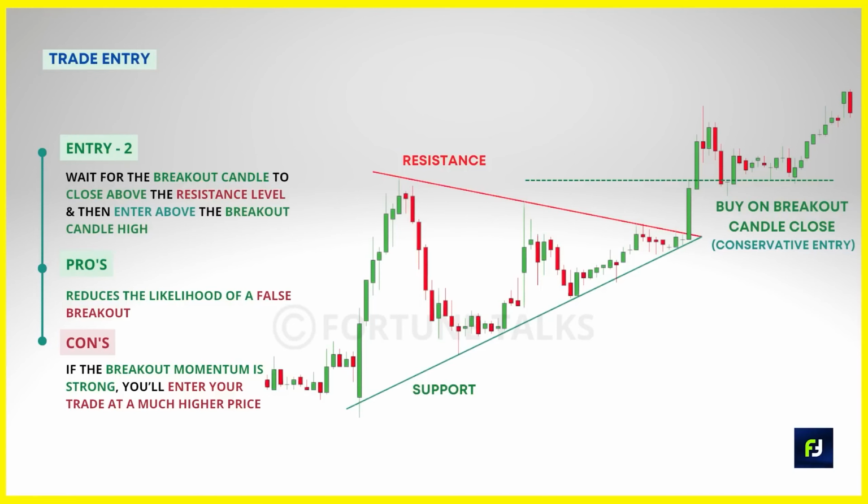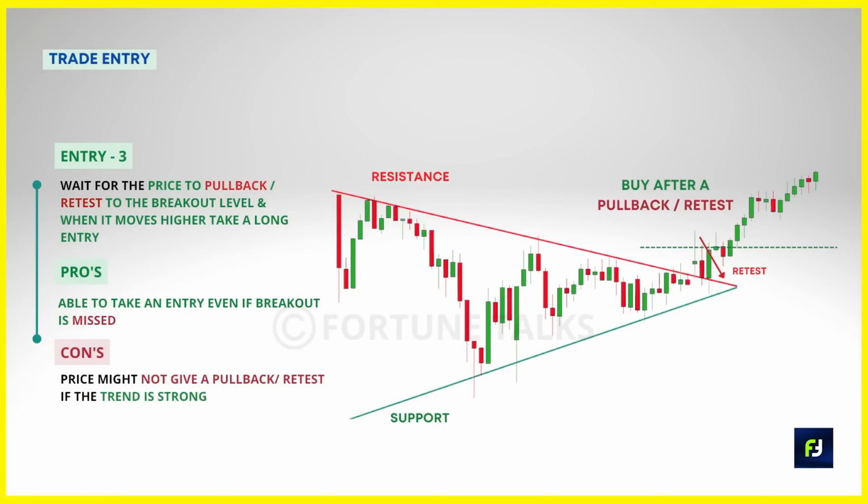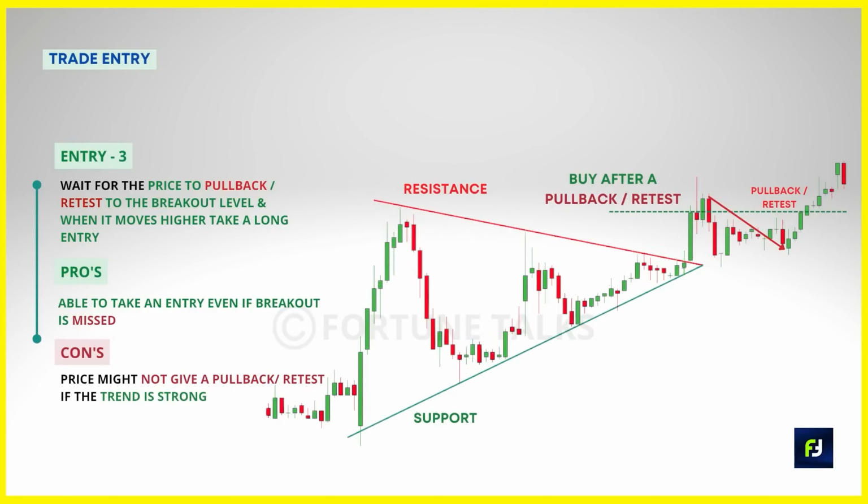Now, if you have missed both these entries, then you can even enter the market as the price pulls back or retests the resistance line of the pattern. This method can help you enter a trade even if you miss the breakout move. In this method, we have to wait for the prices to form a primary pullback or even retest the resistance turned support level and then move in the direction of the breakout. So you can take a long position when the price begins to move higher. The retest entry offers a better price than waiting for the close of the breakout candle. Also keep in mind that pullbacks and retests are usually associated with smaller candles.